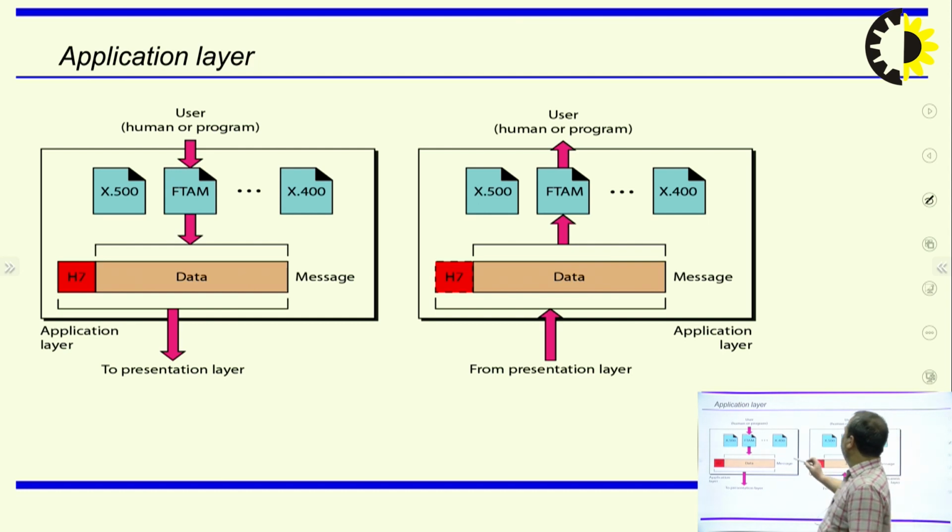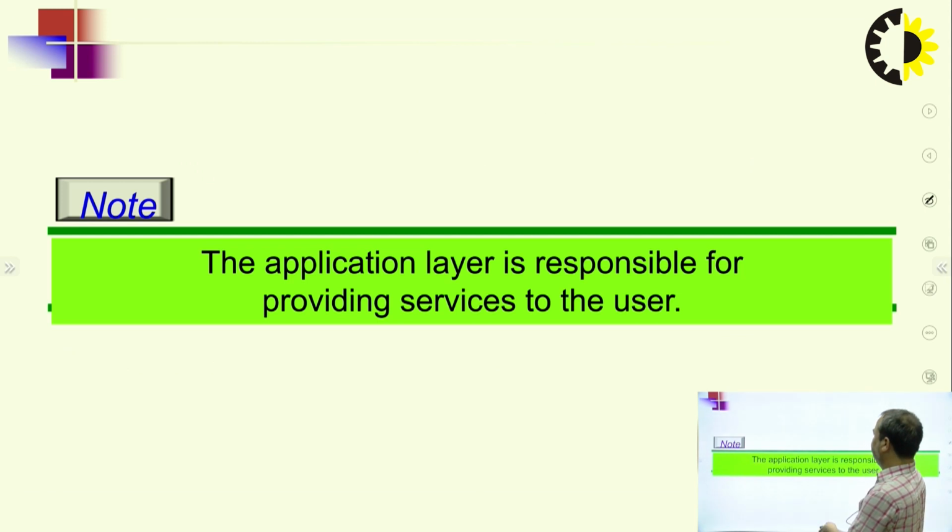So you can see here, the application layer is responsible for providing services to the user. How the application layer provides the service to the user, that is the job of the application layer.